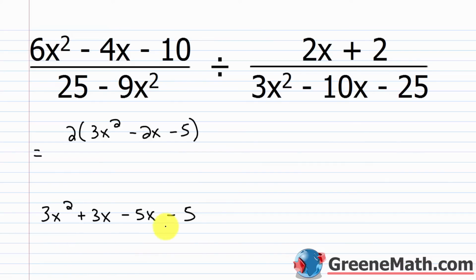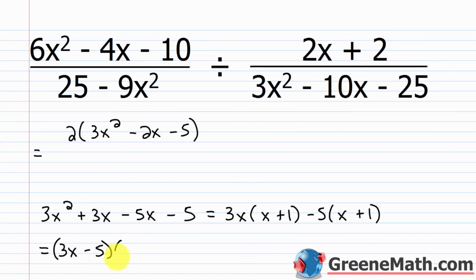Now I can factor this by grouping. So in the first group, I could pull out a 3x, and I'd be left with x plus 1. For the second group, I could pull out a negative 5, and I'd be left with, again, x plus 1. So my common binomial factor here is x plus 1. So this is going to be 3x minus 5 times x plus 1. So I'm going to replace this with 3x minus 5 times x plus 1 there.